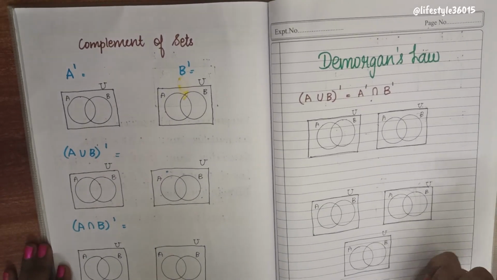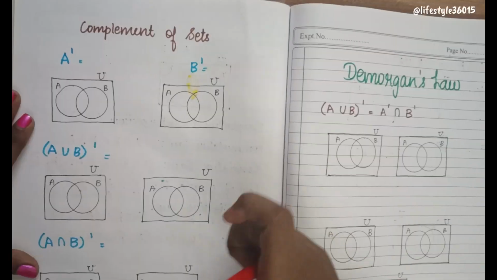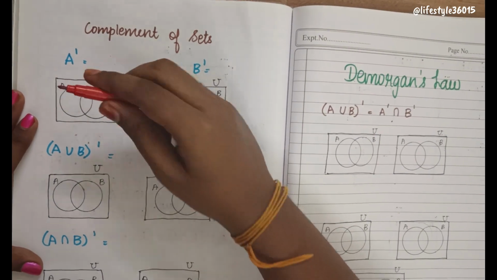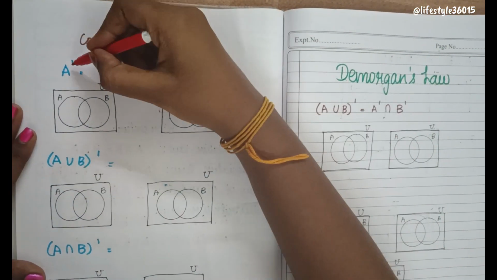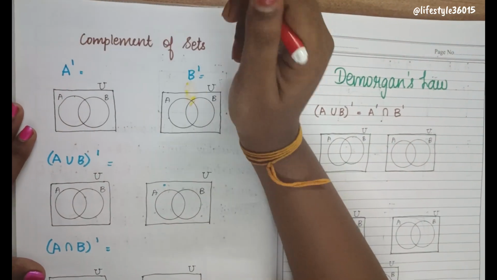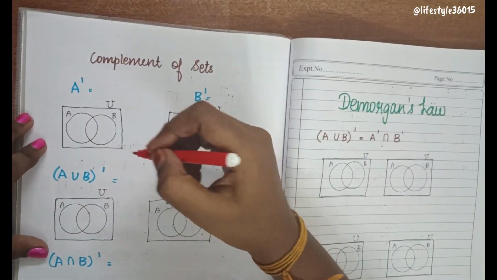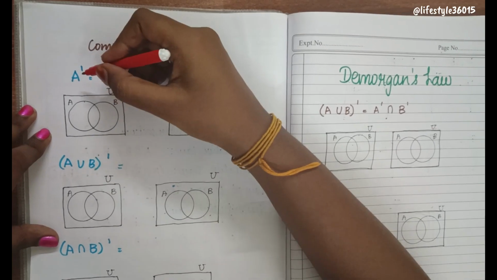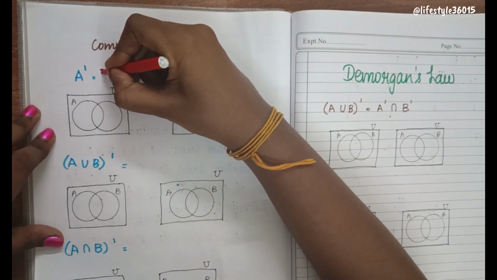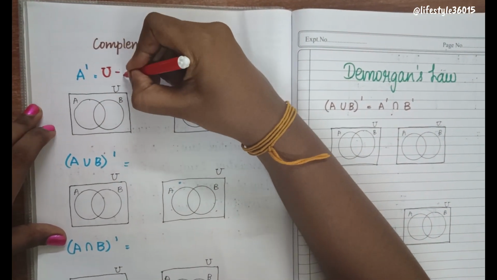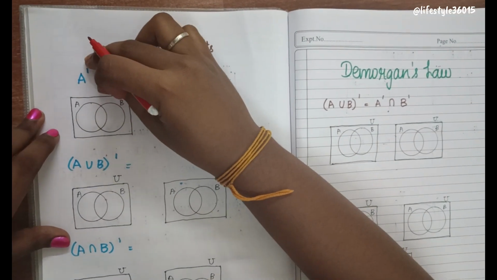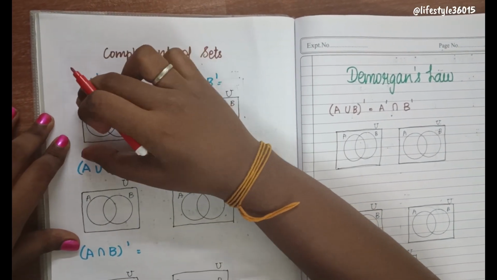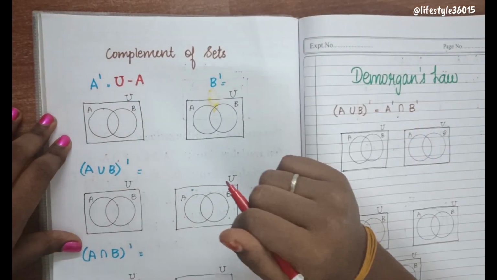What is it? Complement of sets. When you write A dash, it is called A complement. B dash is B complement. This dash is nothing but the complement of set. Let us learn the formula for A dash. What is A dash? Universal set minus set A. This is the formula for A dash. A dash is nothing but you are removing set A from the universal set.